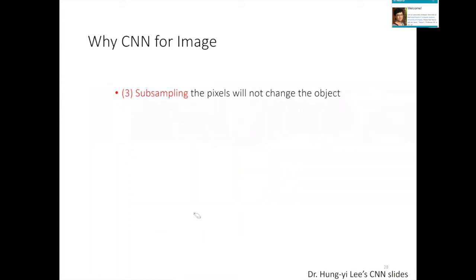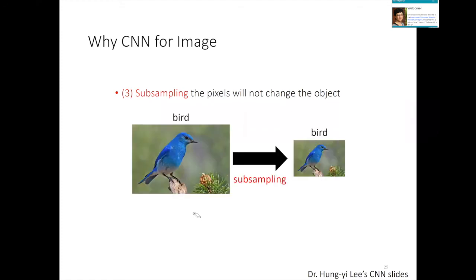Okay, and then the third property, which I did not cover, is actually also very important for image classification. It's something called subsampling. For the bird, I can just reduce the image resolution. That's still a bird. It's just a property of the image itself. And in fact, rather than keep every pixel, we can figure out a way to only leave the important signals, and then we subsample to make the image much smaller.